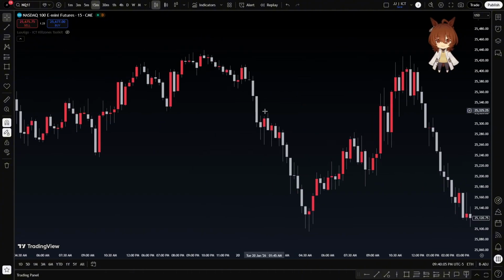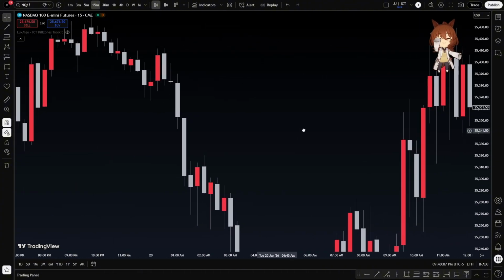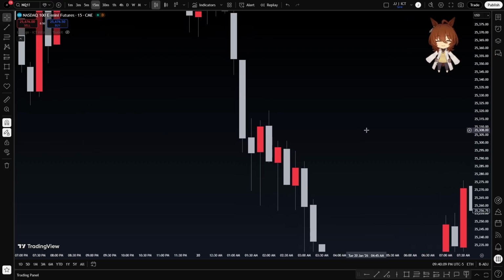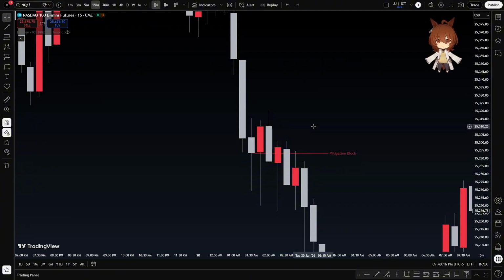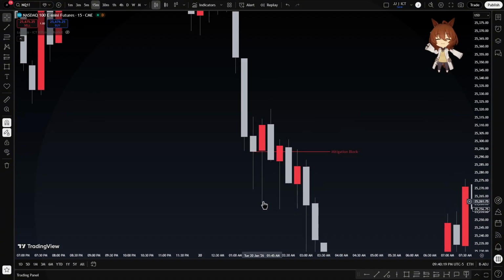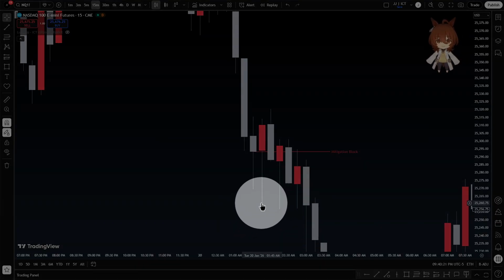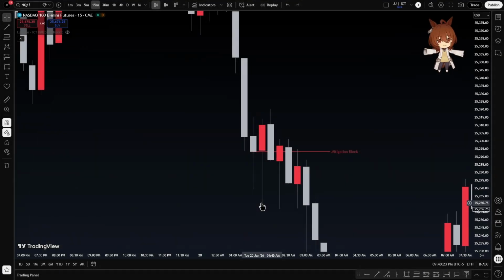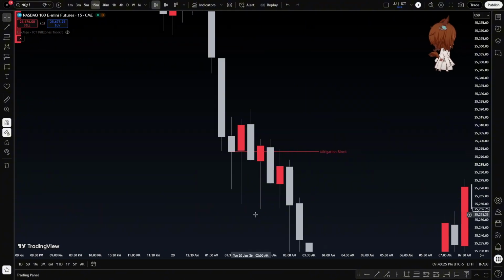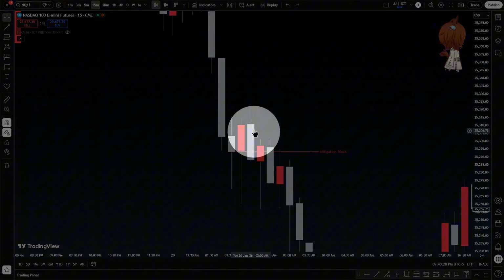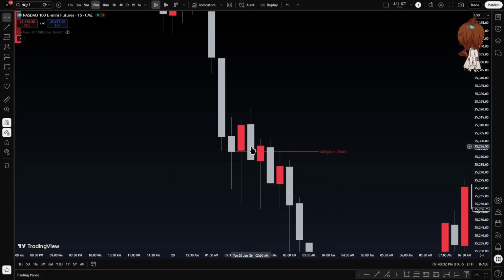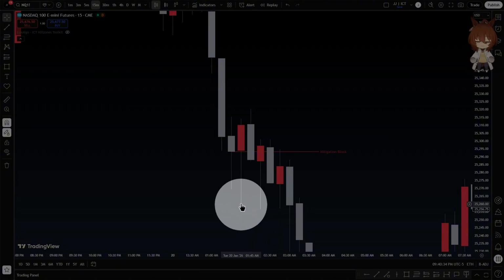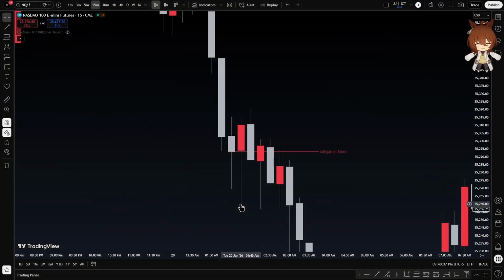So let me show you that real quick. This right here, if I can get it for you, is the mitigation block. Why and how, you ask? Here's the low right there, right? That's the low. So we have a potential mitigation block that can be created if the next candle does not break that low and continue going down. Does it do it? Nope. So we have an official mitigation block. What activates the mitigation block is when price breaks below that low. I'm about to get to the formation of it.